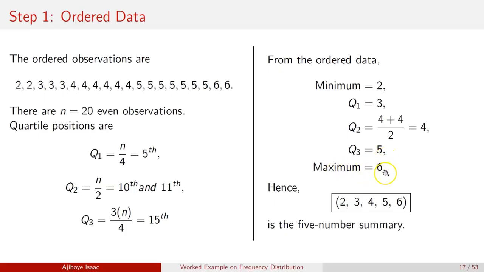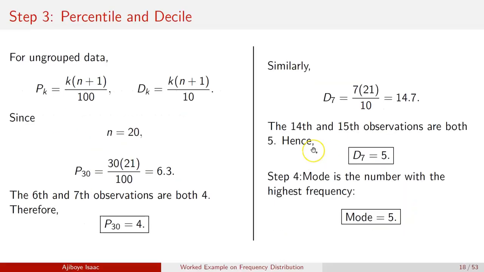So the maximum number in the observation is 6, the minimum is 2. Hence the 5 number summary: minimum is 2, Q1 is 3, Q2 is 4, Q3 is 5, and the maximum is 6. That settles the 5 number summary. So let's go to the percentile.